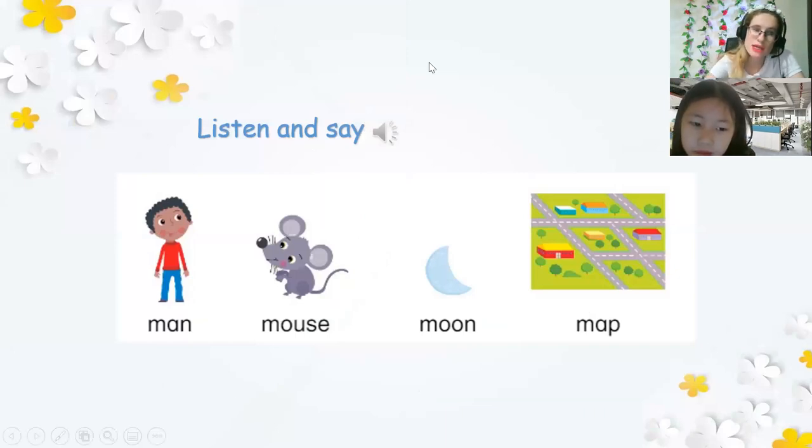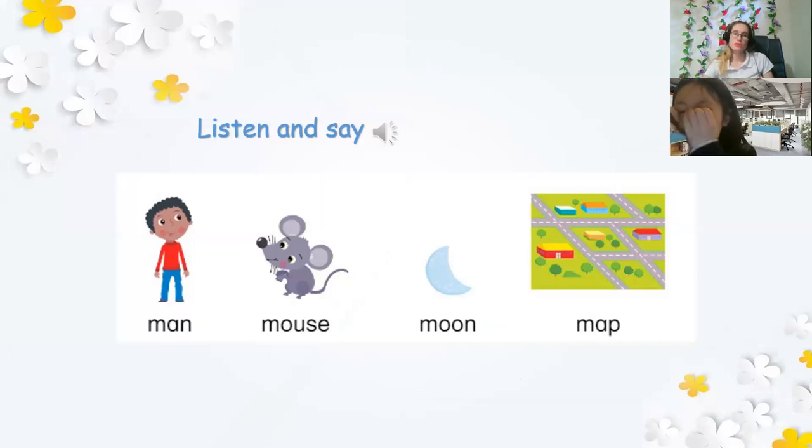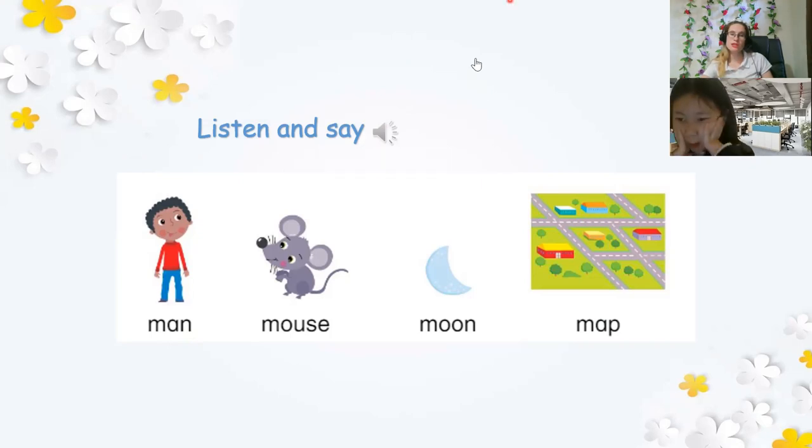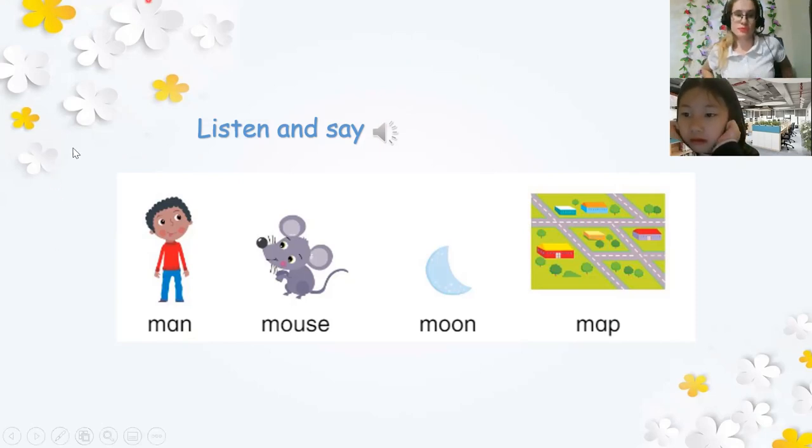All right, listen and say. Unit 9. Let's practice. Rainy day. Lesson 5, page 88. Listen and say. Man. Man. Mouse. I don't hear you. You need to be practicing. Again. Lesson 5, page 88.